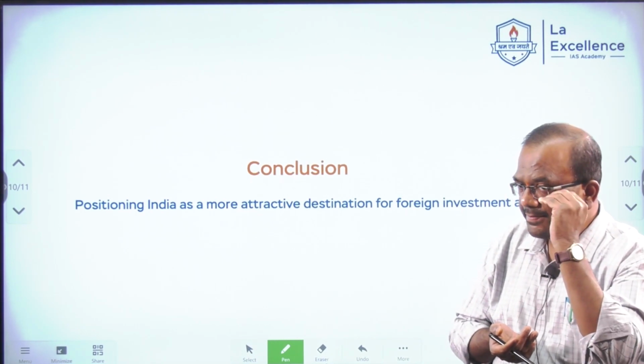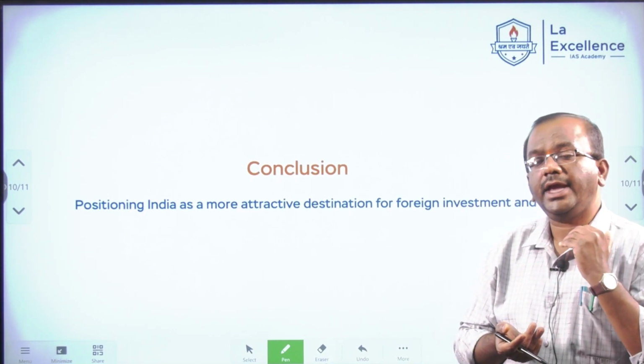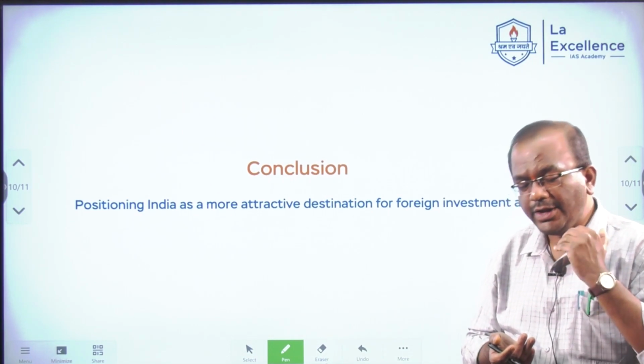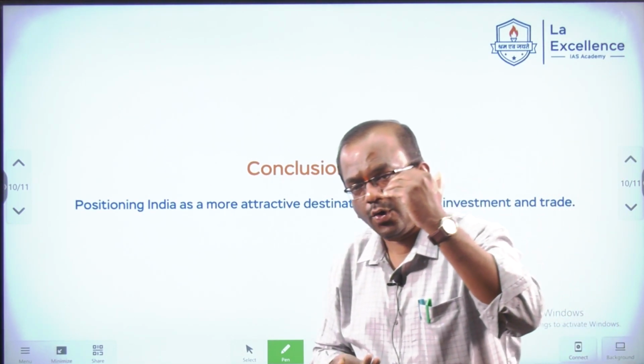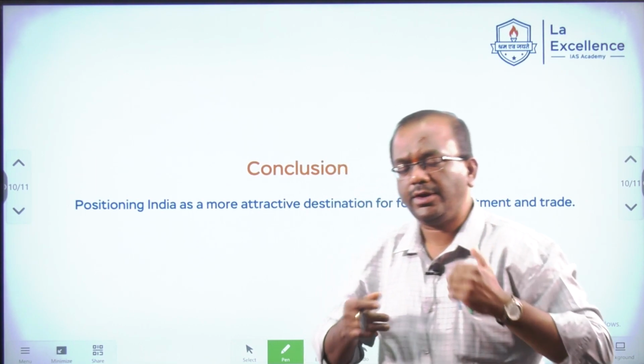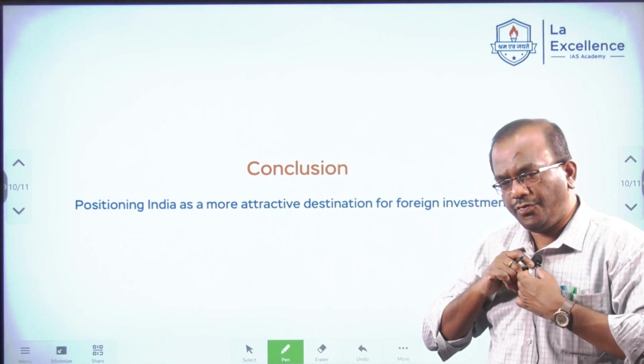And at the same time, to reduce our uncertainty against global risk, you also need to reduce your dependence on the dollar. That is where the globalization or internationalization of the Indian rupee becomes significant.